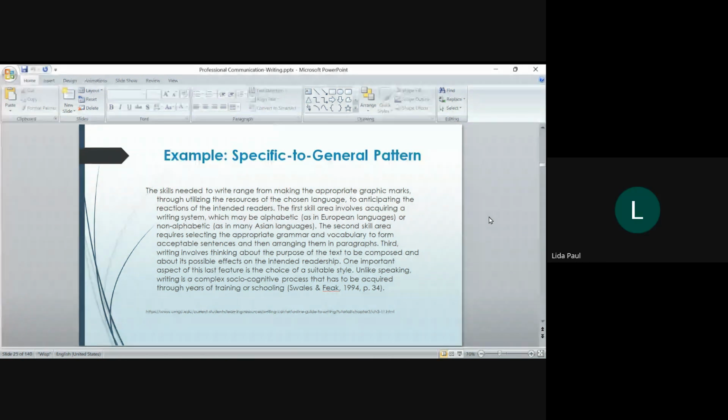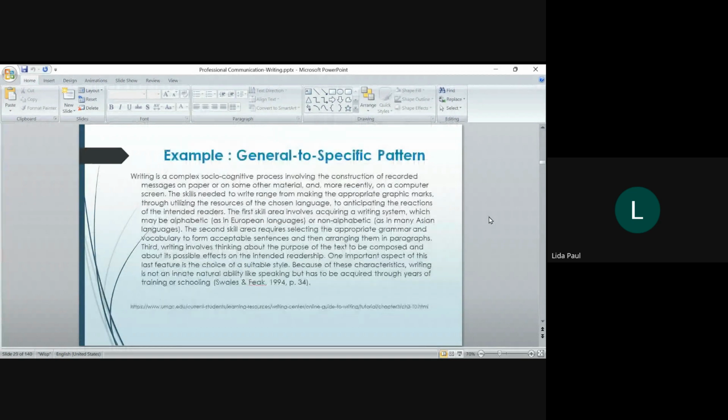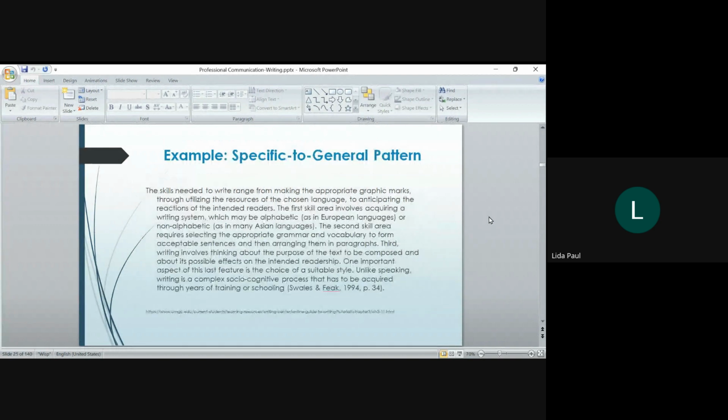I think we've already discussed this while we were discussing the positioning of the topic sentence, right? All we did with these two paragraphs was change the order in which your topic sentence appears. For this one, it was placed in the beginning: writing is a complex socio-cognitive process, and so on. And for this one, the same thing in a different way has been said towards the end of the paragraph. You saw this already.